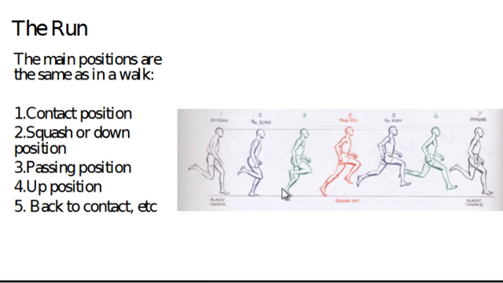Now the main positions of a run, and this is taken from the Animator's Survival Kit, are the same as the walk, which is to say you have the contact position here, the left leg is contacting, the down or squash position where that leg is taking the weight, and then the up or the passing position where the opposing leg passes the leg that's bearing the weight, then the up position as we go high up in the air, and then again the contact here, in this case the right foot contact. So the main positions are going to be the same. So in a way, once you've satisfactorily animated a walk, you can go on in theory to do a run without too much difficulty.